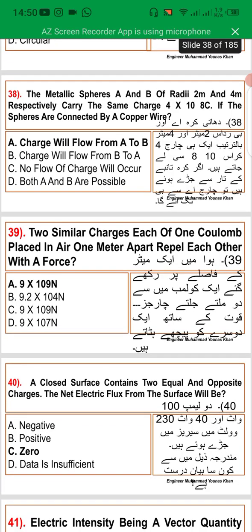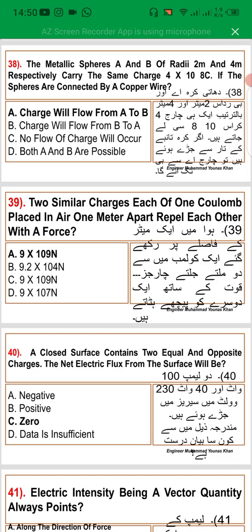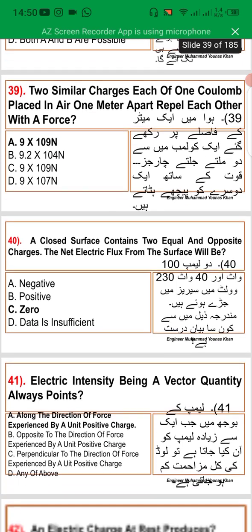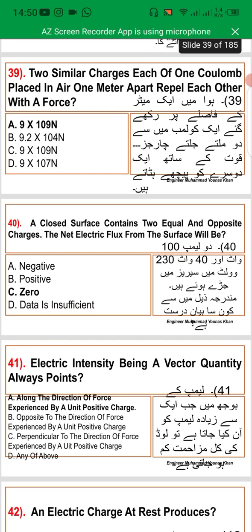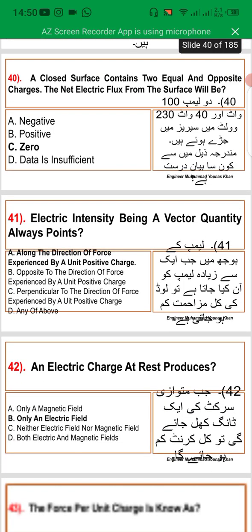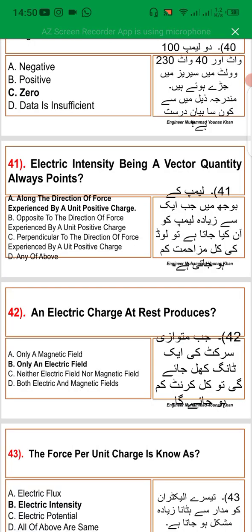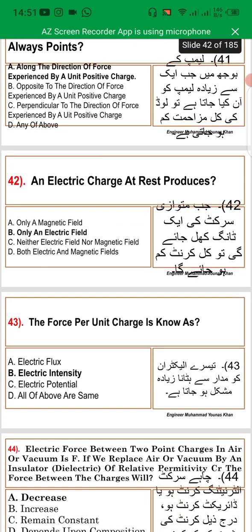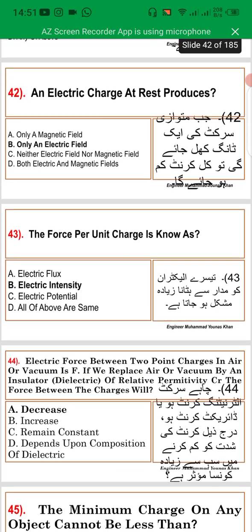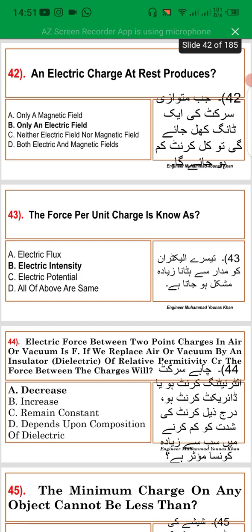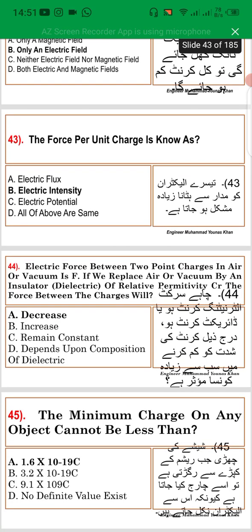Two similar charges, each of one coulomb, placed in air 1 meter apart, repel each other with a force of 9 × 10^9 newton. A closed surface contains two equal and opposite charges. The net electric flux from the surface will be zero. Electric intensity, being a vector quantity, always points along the direction of force experienced by a unit positive charge. An electric charge at rest produces only an electric field. The force per unit charge is known as electric intensity.